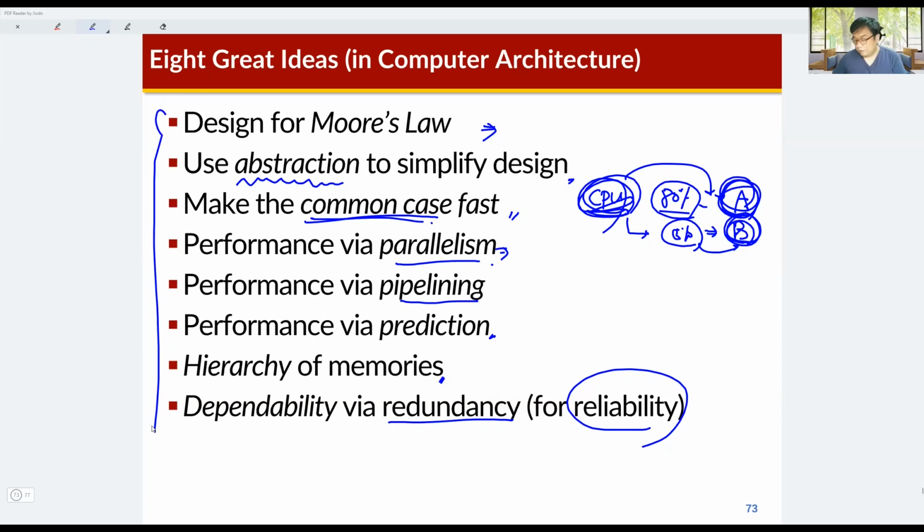And then actually the computer architect or computer processor designer developed these computer processors based on these 8 great ideas.